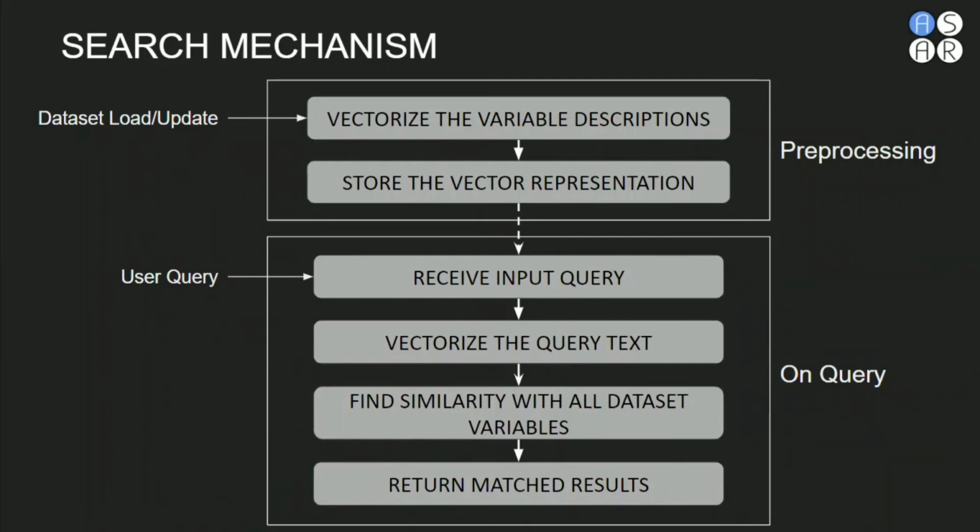So it can be divided into 2 blocks. The first one is the pre-processing block, and the second one is the on-query block. In the pre-processing part, the dataset descriptions which are stored in IDLi are vectorized, and the vector representations are stored.